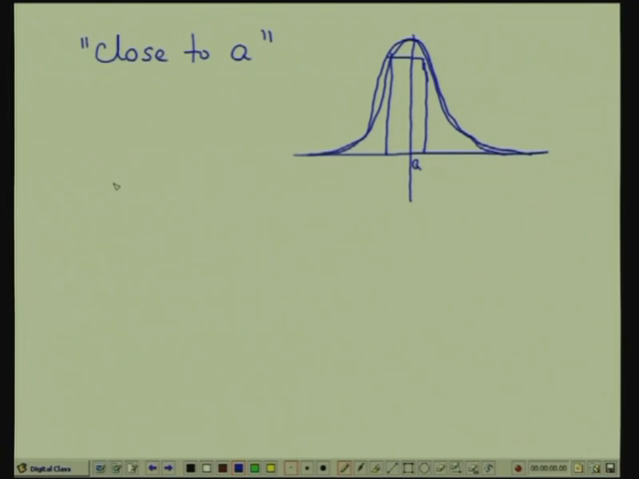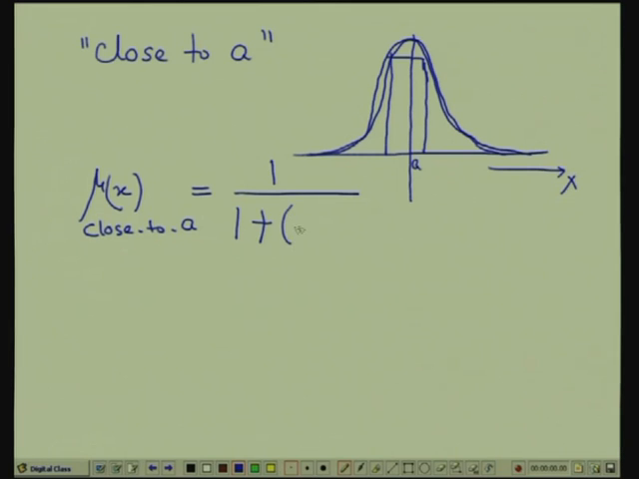For example, if I write that the mu of any number, that is say x, in the set close to A, to be represented as 1 by, say, 1 plus (x minus a) whole square, then also we will be able to represent this sort of a curve.